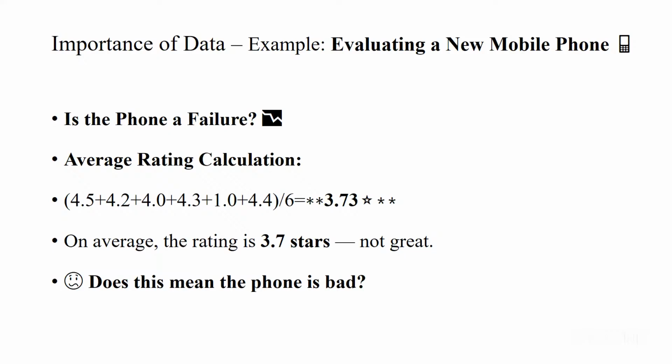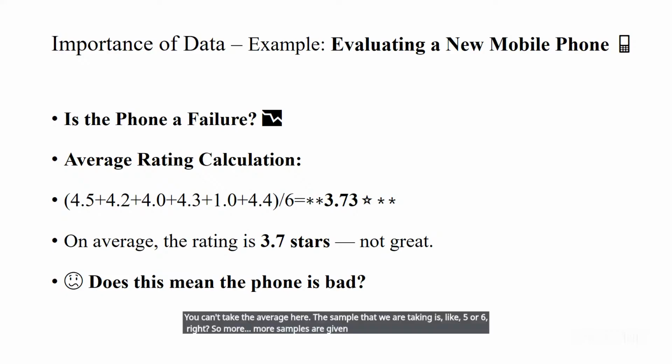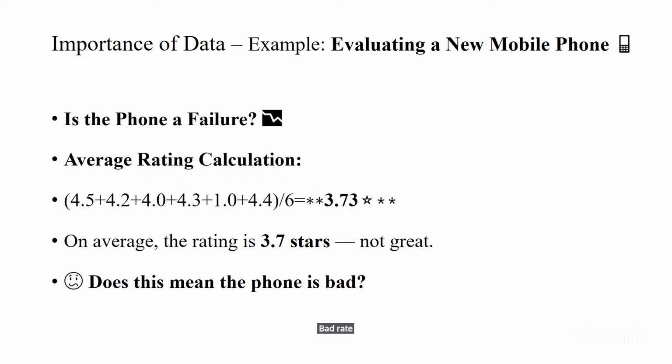No. 3.7 is a very low rating. Try to understand. Just because of one, you can't say it's not great. You can't take the average here. The sample that you have taken is like 5 or 6, right? So more samples have given a good rating. Only one sample has given a bad rating. So we can't come to the conclusion that the rating is bad.